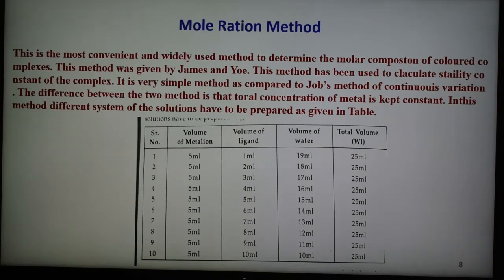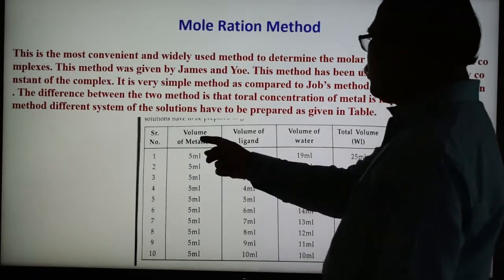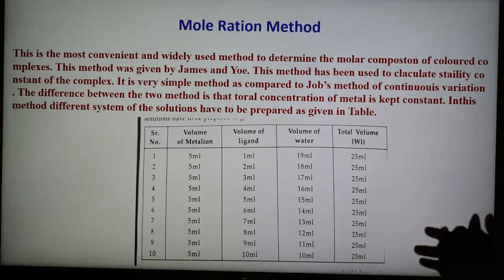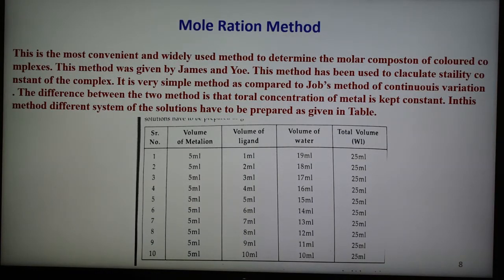It is a very simple method as compared to the Job method, and the difference between the two methods is that the total concentration of the metal is kept constant. In this method, different systems again have to be prepared as shown in the table. Here in the mole ratio method, the concentration or the volume of metal ion we have to keep constant. So in all the systems the total volume of metal ion is constant.